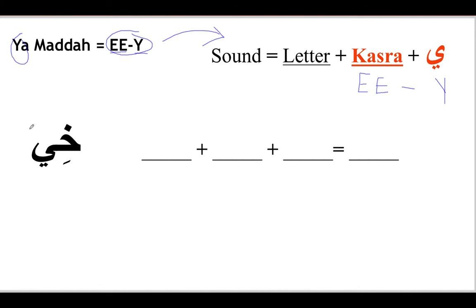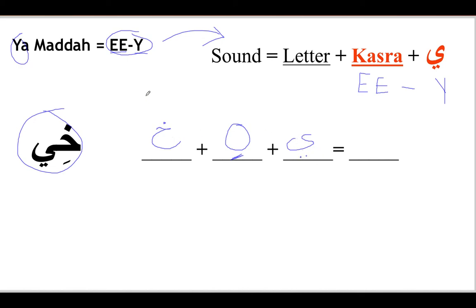So let's break down this example here and see what we can do. And I would also encourage you to pause the video and see what sound this Arabic word makes. So what you have here is a letter kha, okay, connected to a letter ya, and the letter kha has a kasra beneath it. So let's write that down. Letter kha looks something like that, as a capitalized letter. You add that to a kasra. Kasra is like this. And then you have a letter ya over here.